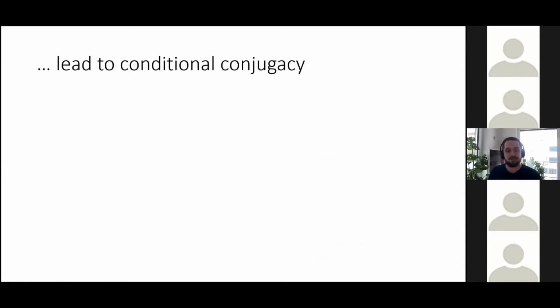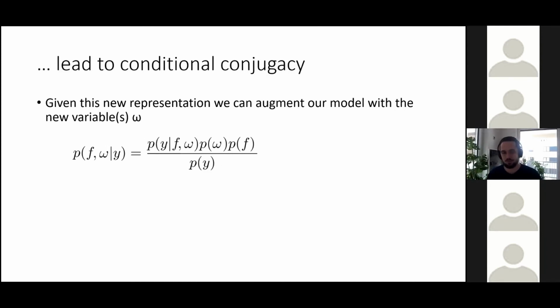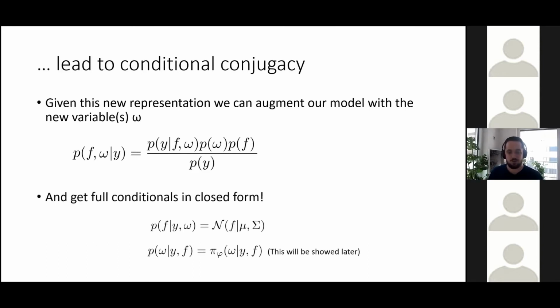Now, as I said, the big interest of this representation is that we can augment our model. So how does this work? We start with our initial model that I showed earlier. How do we get rid of this integral? Let's say we know that p(y|f) can be rewritten as this scale mixture. We just remove the integral by adding omega to our model. This means that technically we should have more cost, but we're going to see that it's worth it in the end. And in this context, we actually get the full conditionals in closed form automatically.